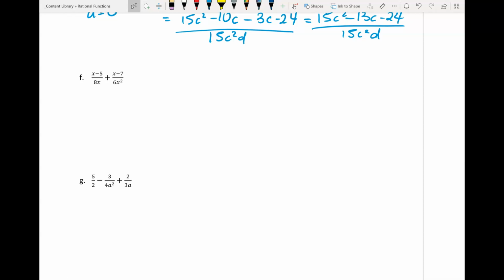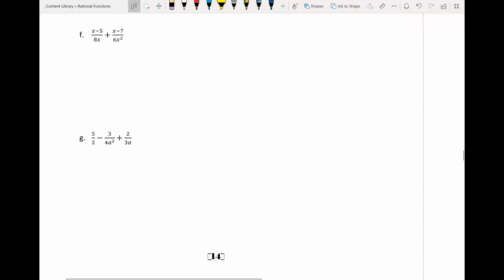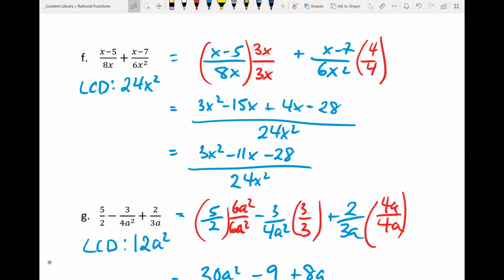For the next two, I want you to try these ones on your own, and then when you're ready, press play for the full solution. So here's our solution for f. Your LCD should be 24x squared.